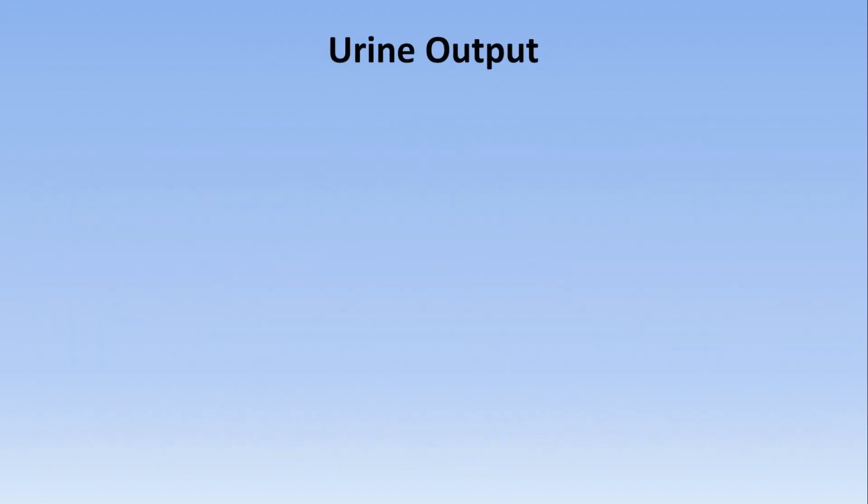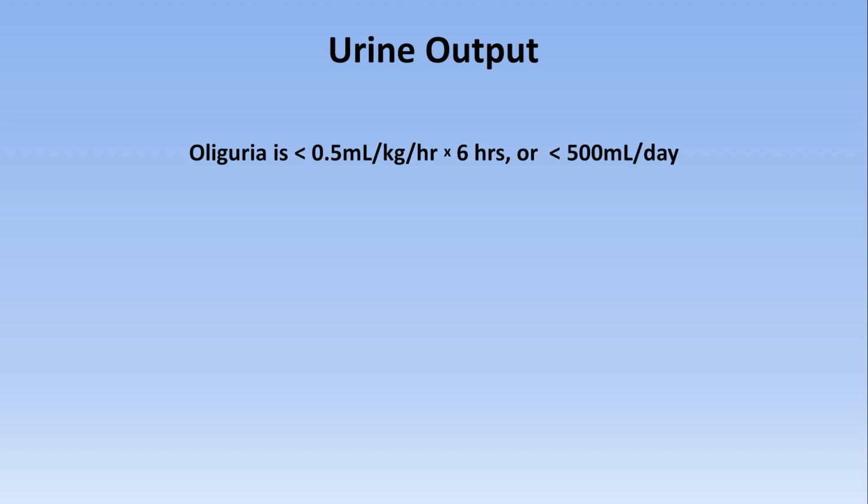Urine output should be monitored in AKI. We can say a patient has oliguria when the output is below 0.5 milliliters per kg per hour for at least 6 hours, or if it is less than 500 milliliters over the course of an entire day. If the urine output drops to below 50 milliliters for a day, that's referred to as anuria.